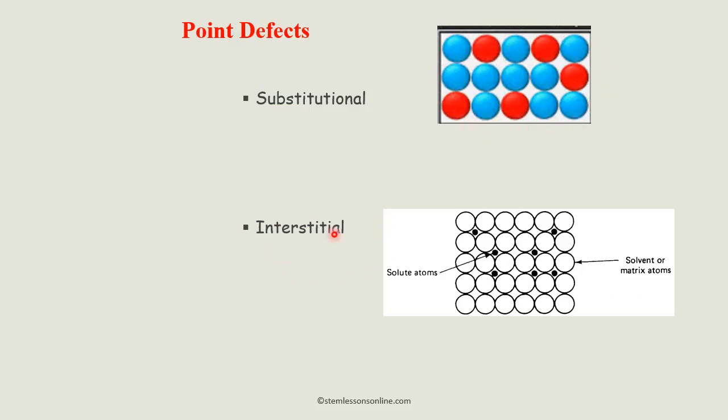Whereas in interstitial alloys, the atom goes in between the already arranged atoms, so that it is occupying the empty spaces. That is what is called interstitial. So definitely it should be smaller than the atoms already there. That's the way you can identify.